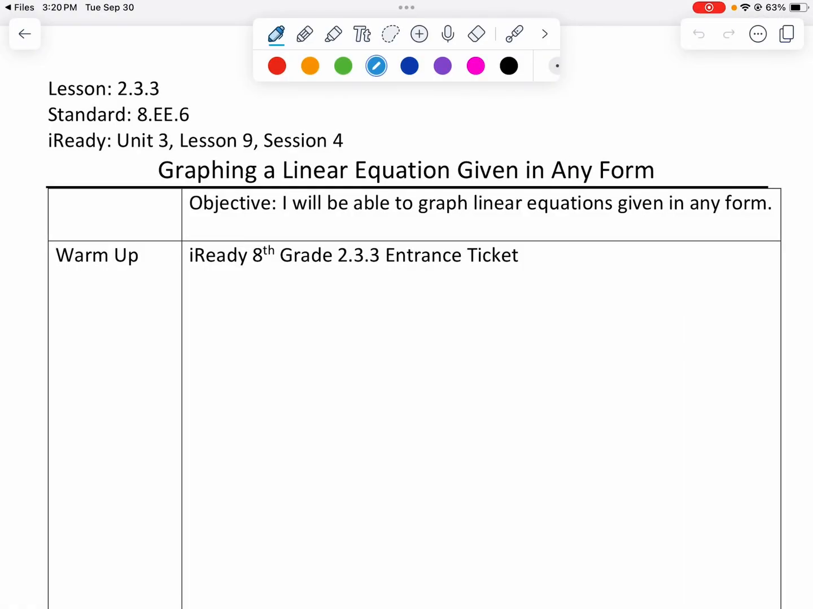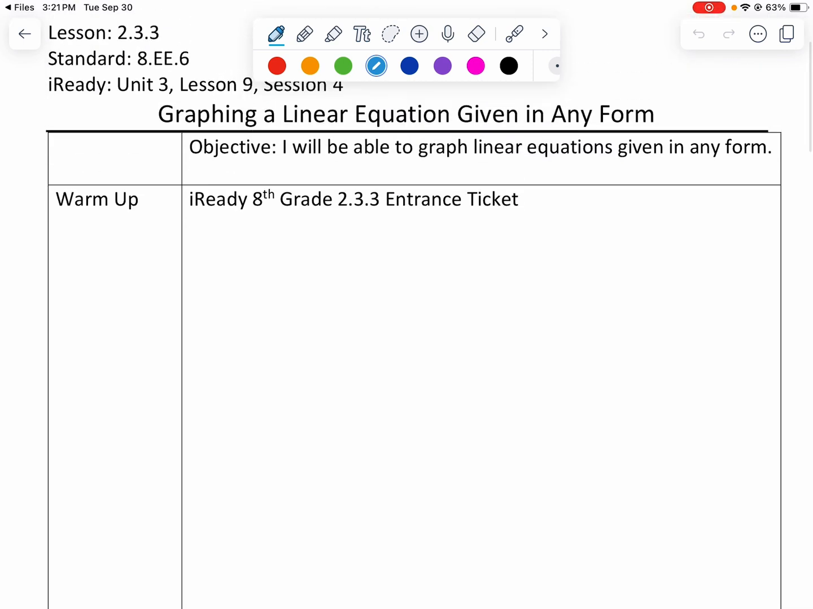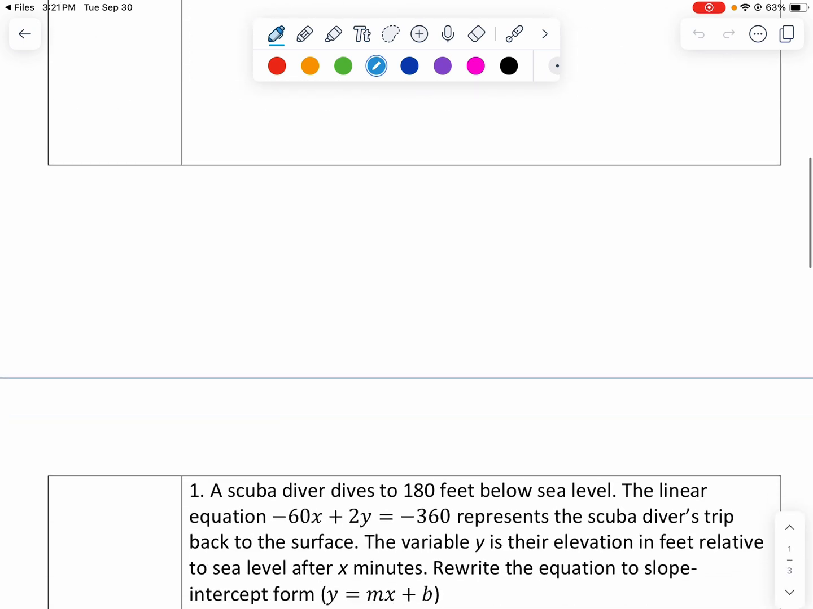Right, so after you have finished your entrance ticket, you guys are going to go through this, and we have a few examples. So we're still graphing linear equations, but now it might not be in slope-intercept form, which is our y equals mx plus b.